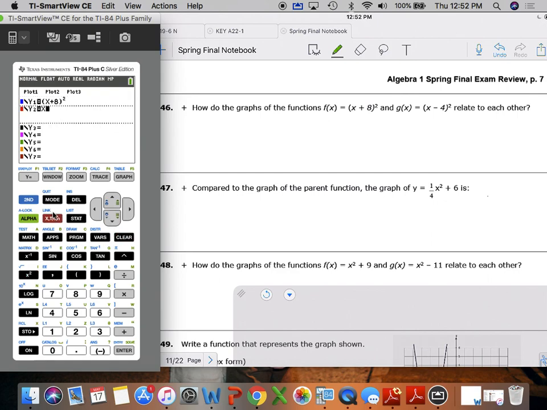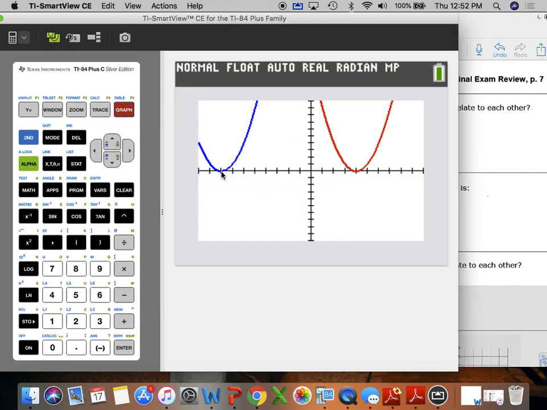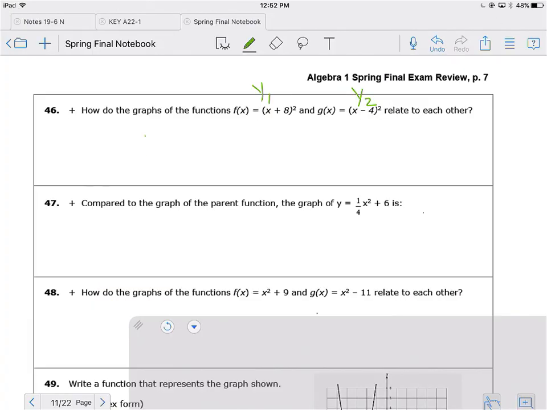And in y2, I'm going to put x minus 4 squared. So y1 and y2. I'm putting them in exactly like I see them, and I press graph. I'm going from blue to red. So from blue to red moves over 1, 2, 3, 4, 5, 6, 7, 8, 9, 10, 11, 12 units to the right. So it moves 12 to the right from the first one to the second one.